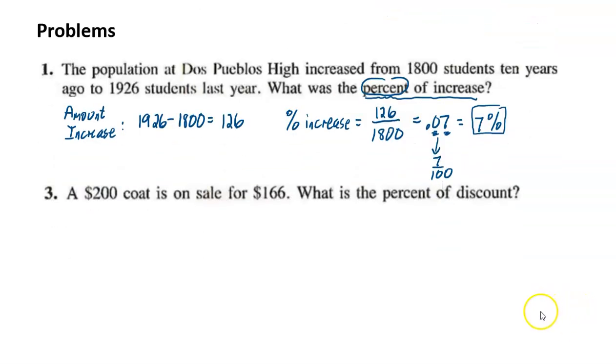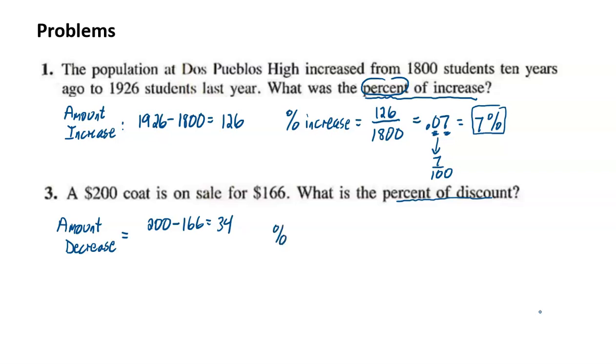Now, number 3, a $200 coat is on sale for $166. What is the percent of discount? Or another way to say that, percent decrease. Well, let's find the amount of decrease. $200 was the original price. $166 is the sale price. The price of the coat has dropped by $34.